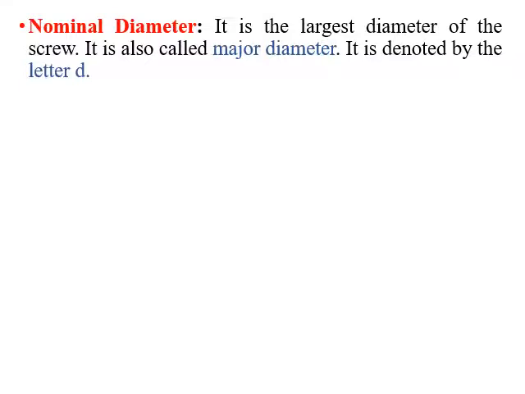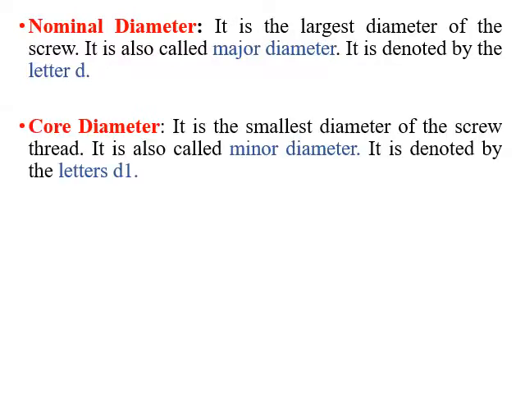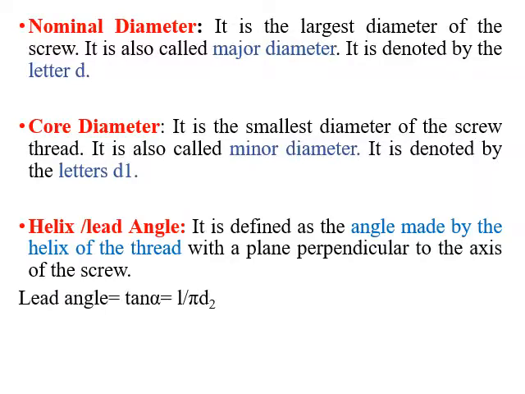Coming to the terminology, nominal diameter is the largest diameter of the screw. It is also called the major diameter, denoted by the letter D. Next we have the core diameter. It is the smallest diameter of the screw thread, also called the minor diameter, denoted by the letter d1.